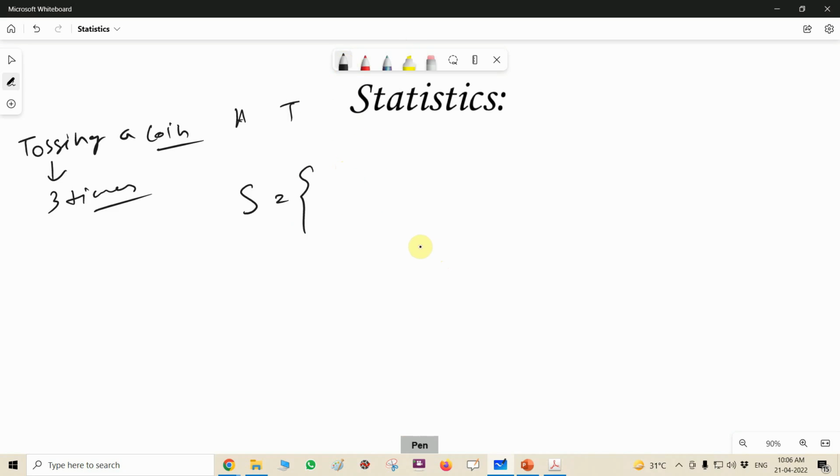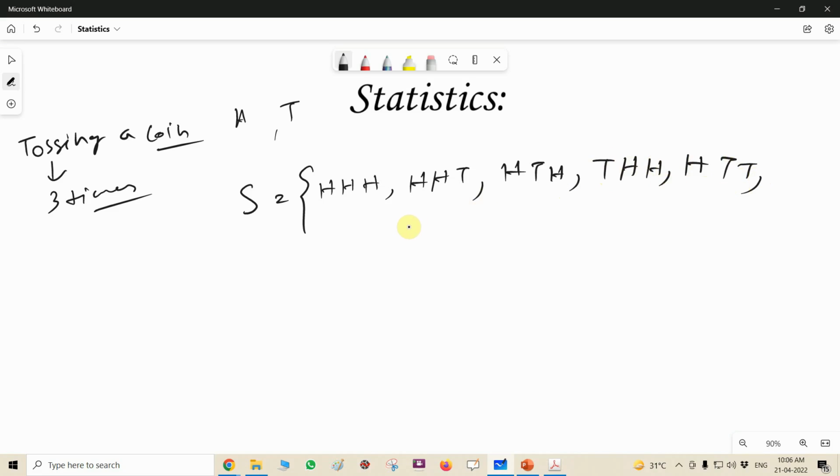HHH, then HHT, let's first complete the H ones: HTH, then HTT, then THH, then THT, then TTH, then TTT. Now if I ask how many elements there will be in total: 2 to the power 3, that is 8. 1, 2, 3, 4, 5, 6, 7, 8.